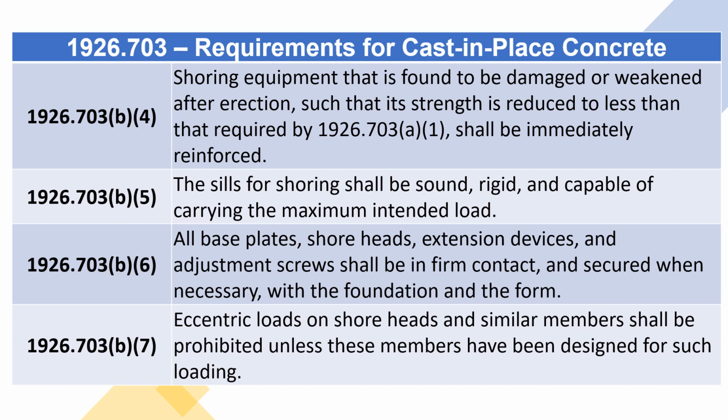1926.703(b)(5) The sills for shoring shall be sound, rigid, and capable of carrying the maximum intended load. 1926.703(b)(6) All base plates, shore heads, extension devices, and adjustment screws shall be in firm contact, and secured when necessary, with the foundation and the form. 1926.703(b)(7) Eccentric loads on shore heads and similar members shall be prohibited unless these members have been designed for such loading.